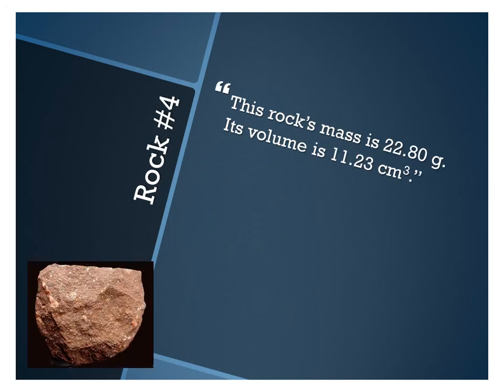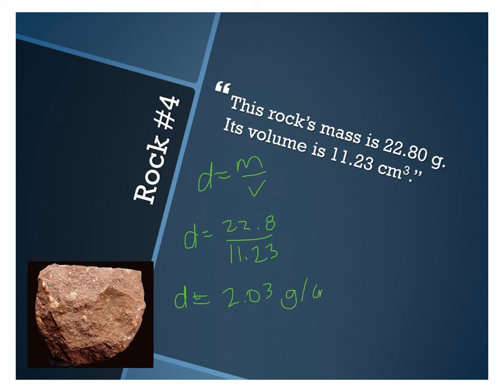Last one, this rock's mass is 22.8 grams, and then its volume is 11.23 centimeters cubed. Last time, D equals M over V. We'll have 22.8 divided by 11.23. Your density will be equal to 2.03 grams per centimeters cubed. The last matching that you have to do in the rock table, this goes perfectly with a rock called arkose.